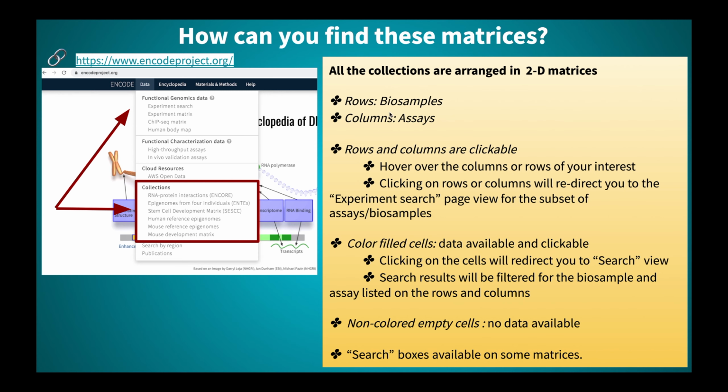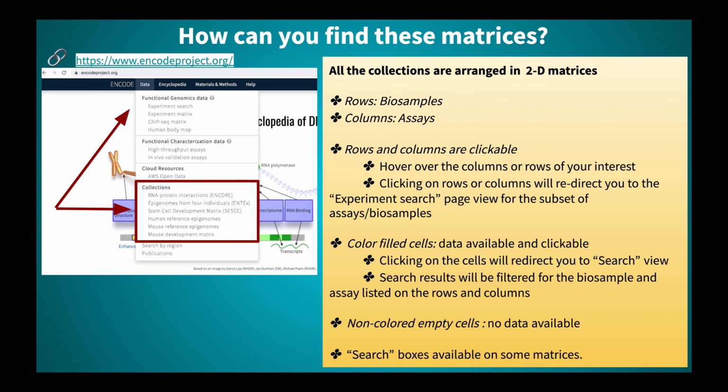And as a general rule, we have matrices that are divided into rows and columns. The rows are usually the biosamples and the columns represent the assays. The individual cells represent the number of experiments that are performed on those combinations of biosamples and assay types.